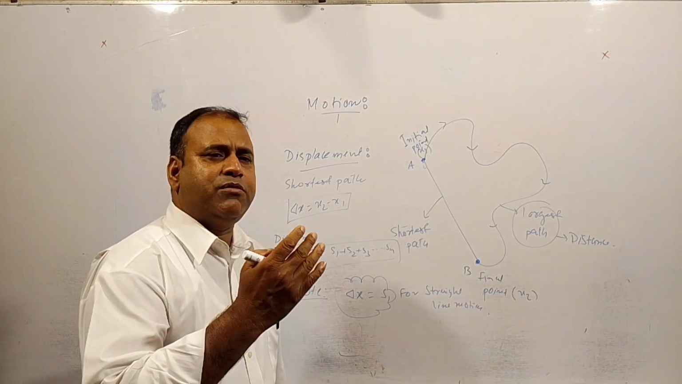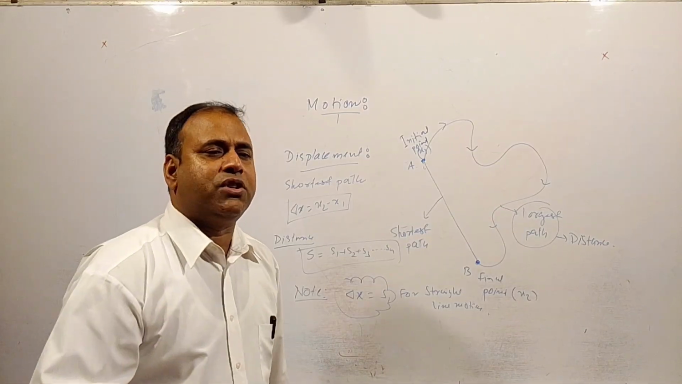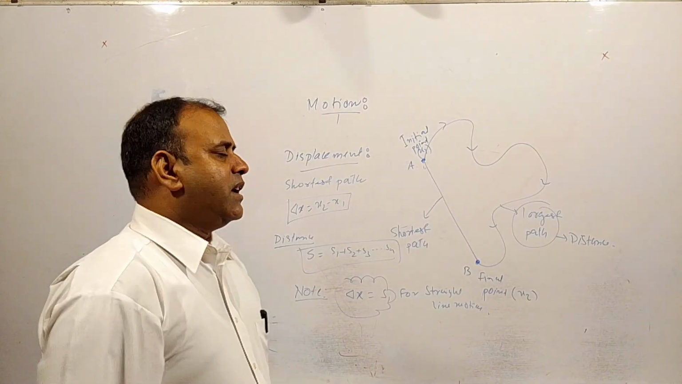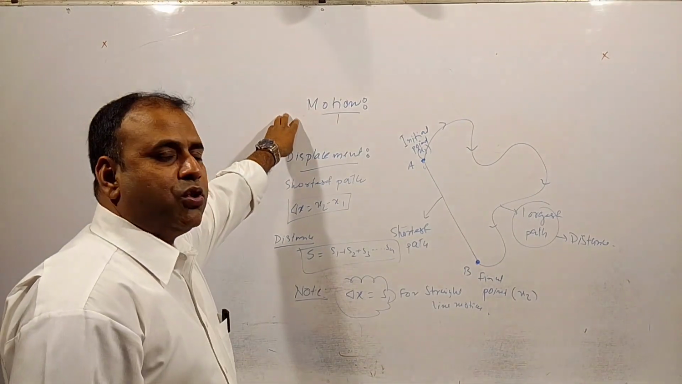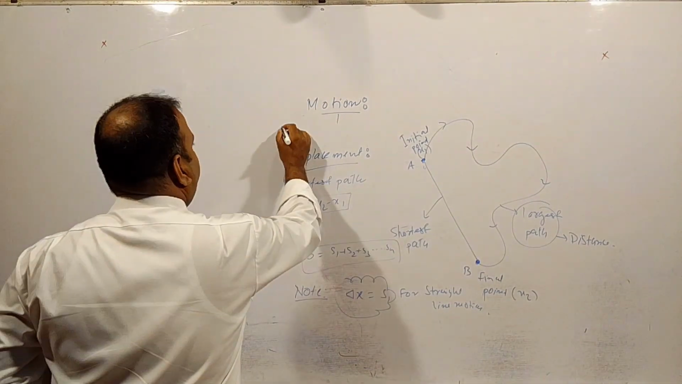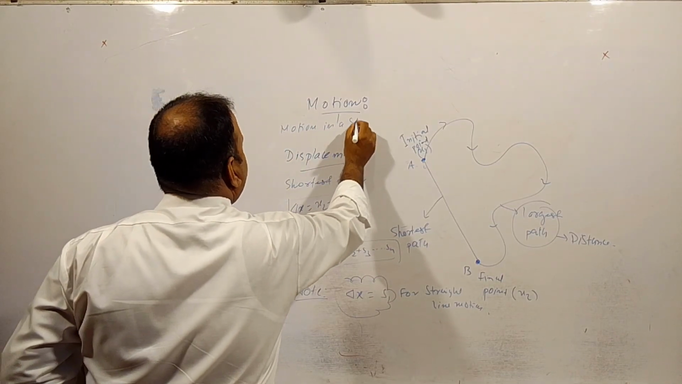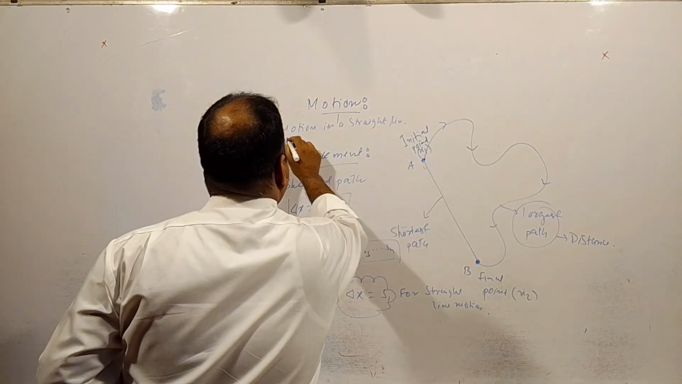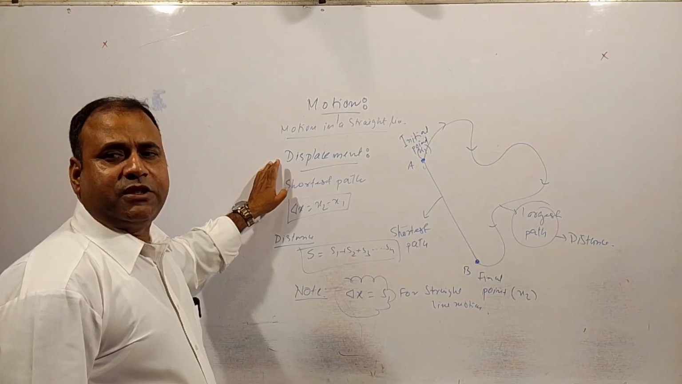So there are different types of motion: straight line motion, circular motion, uniform circular motion, rotational motion, projectile motion. But the second chapter of the book is motion in a straight line. So in case of motion in a straight line, basically you remember first displacement.